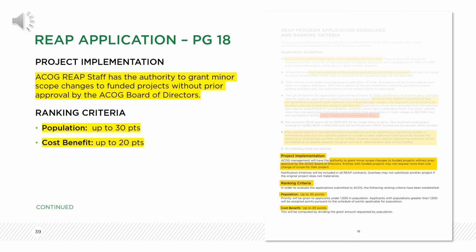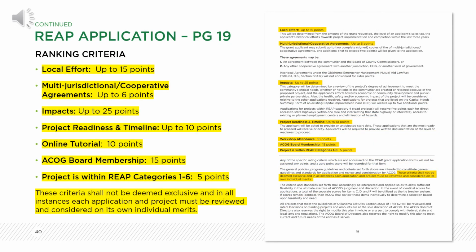Please remember that we offer ranking criteria for population of up to 30 points, for cost benefit of up to 20 points, for local effort for up to 15 points, for multi-jurisdictional or cooperative agreements for up to 6 points, for a description of impact for up to 25 points, for project readiness and timeline for up to 10 points, for having watched this online tutorial, 10 points, and for being an ACOG member, 15 points.